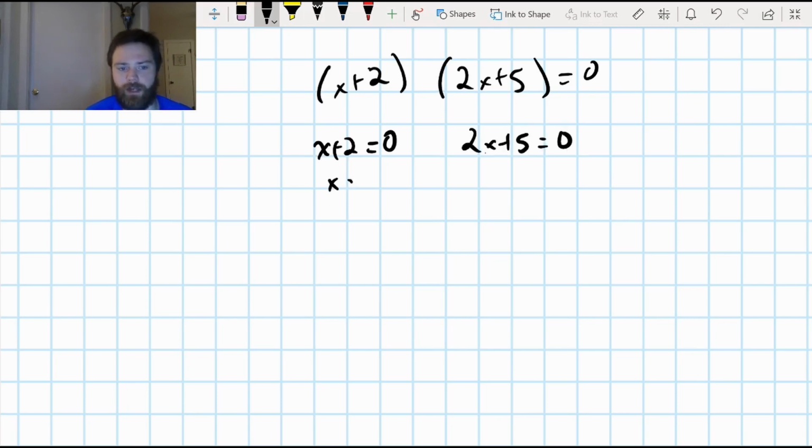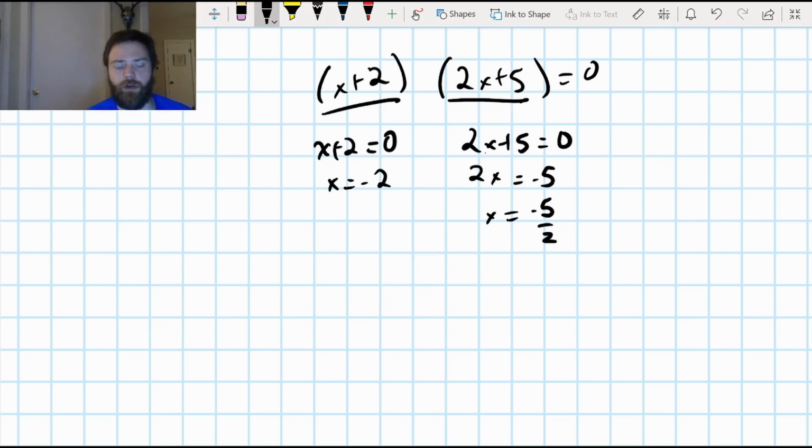So this first one I can subtract 2, and then 2x equals negative 5, and then x equals negative 5 over 2. So you're telling yourself, okay, either this is 0 or this is 0, or both are 0 in order for this equation to be true. So what makes x plus 2 0? Well, if I plug in negative 2 there, I'm going to get negative 2 plus 2, which is 0. And if I plug negative 5 over 2 in for the other expression, 2 divided by 2 is 1, and negative 5 plus 5 is 0. So that works. So that's the zero product property.